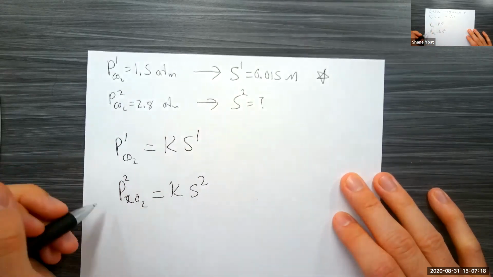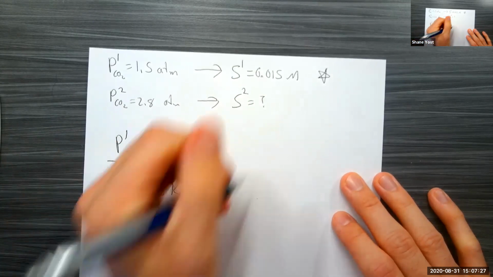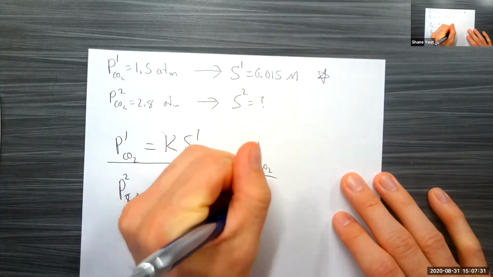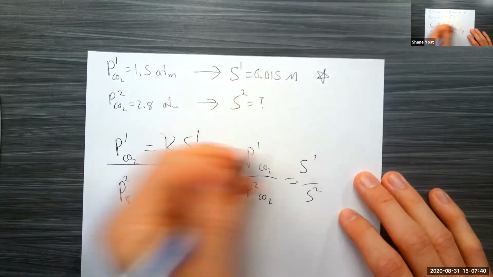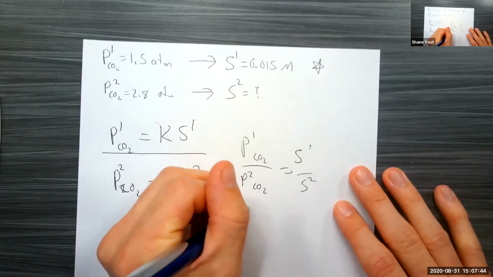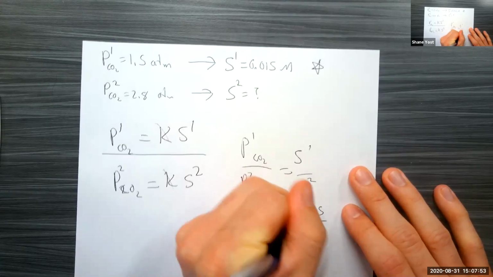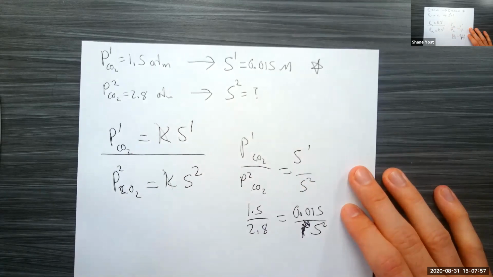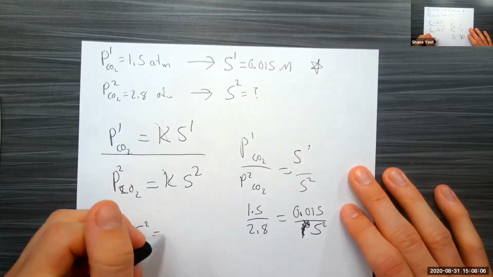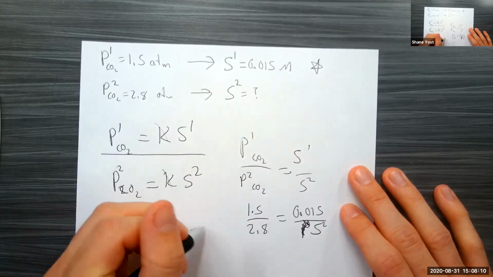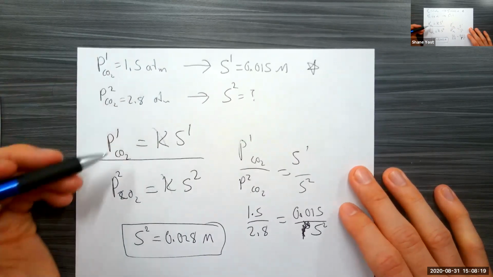And I can just divide the two equations from each other, and the K's cancel. P1 of CO2 over P2 of CO2 is equal to S1 over S2. I'm trying to solve for S2 so I can then plug in things. So 1.5 over 2.8 equals 0.015 over S2, which we're trying to solve for. And you can solve for that unknown concentration, and it's going to be 0.028 molar.